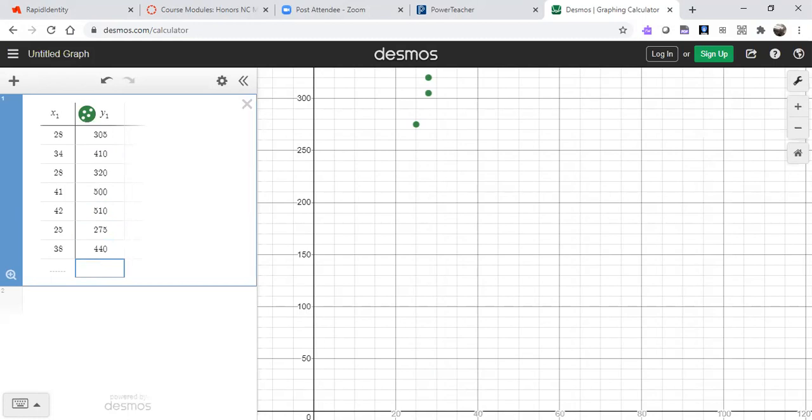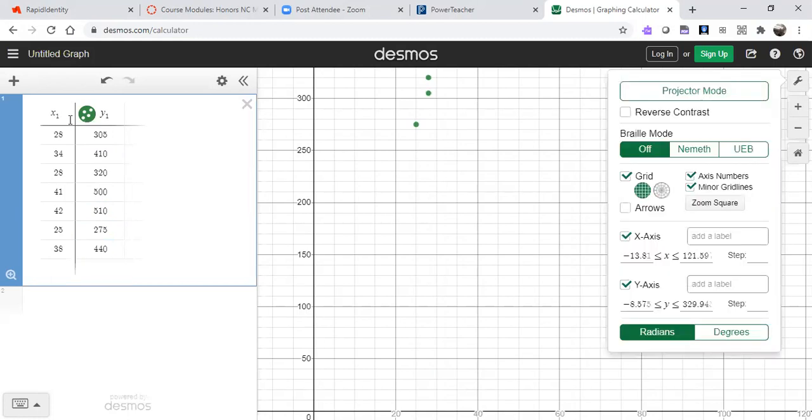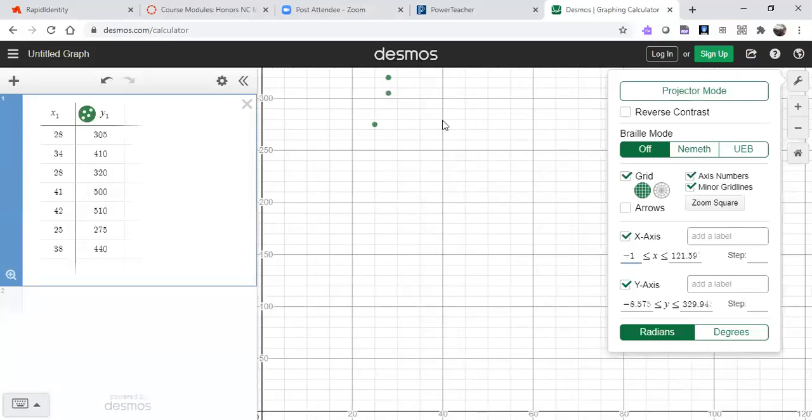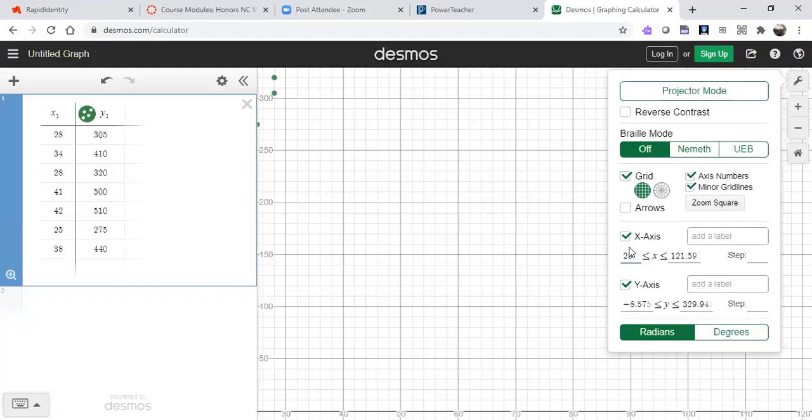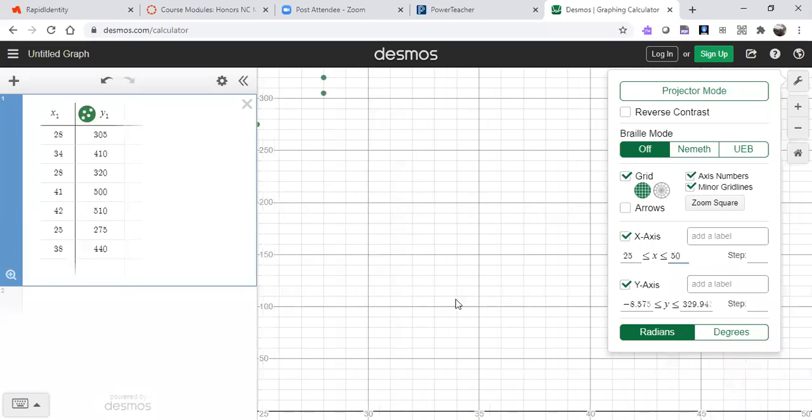Okay, and again, come over to the wrench. They go anywhere from, looks like 28's the low. So I'm going to go from, say, 25 all the way up to, looks like the highest X is 41, so let's just do 50. Yeah, it doesn't matter. You're just trying to get all your data in there.